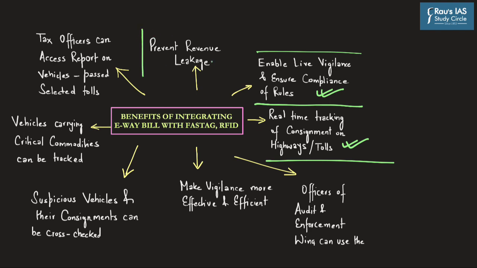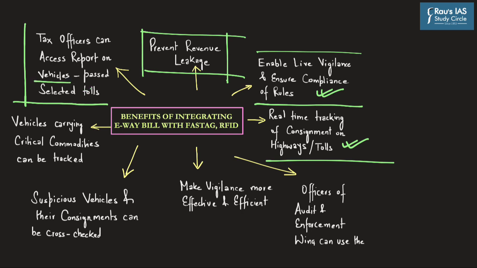Next, it helps in preventing revenue leakage for the government, as the government can not only track the movement of goods but through generation of e-way bill can also know what sort of consignment or what sort of goods is being transported from one place to another. It further says that tax officers can access report on certain vehicles or specific vehicles which have passed on selected tolls. So overall, it improves live tracking of vehicle and especially suspected vehicles. So vehicles carrying critical commodities such as industrial oxygen can be tracked through this integration.